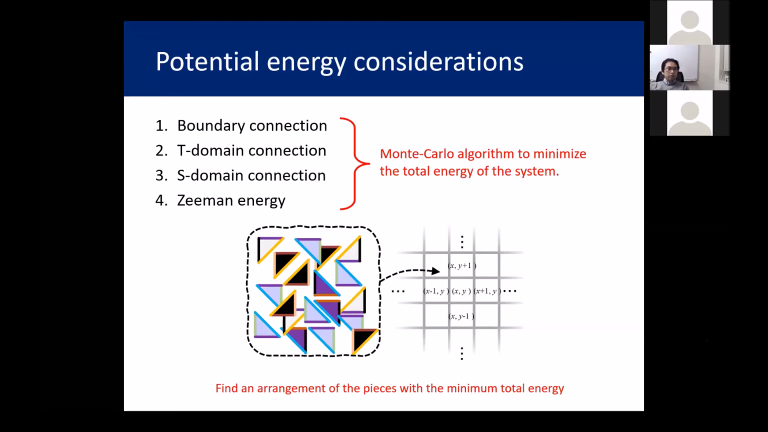Our simulation is based on these 4 potential energy considerations. We arrange those domain pieces in the coordinated positions and find an arrangement with a minimum total energy considering those 4 energy considerations. We also use a Monte Carlo algorithm to minimize the total energy of the system. I will explain the details of these 4 energies one by one in the following slides.